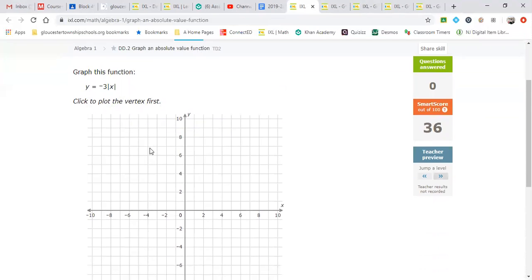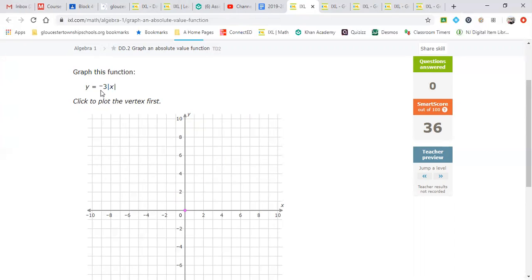What if that m value is negative? -3 times the absolute value of x. Vertex first. Always vertex first. A and B are both 0, so the vertex is still at the origin, didn't go anywhere. But now my m value is -3.